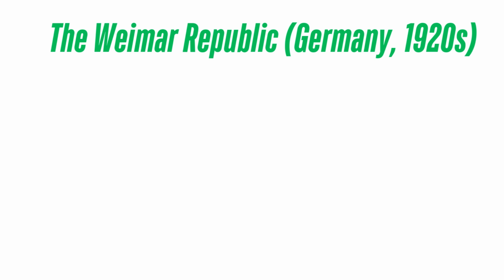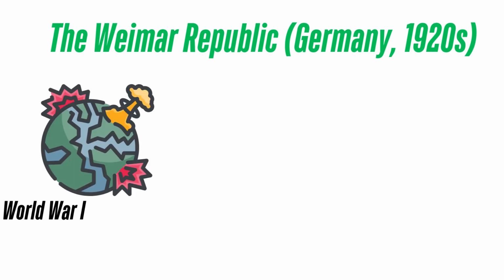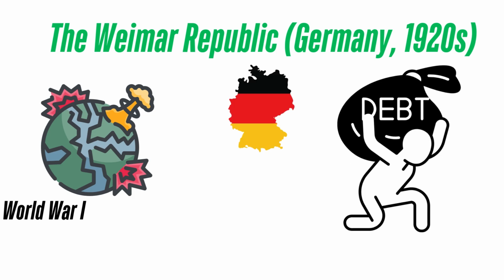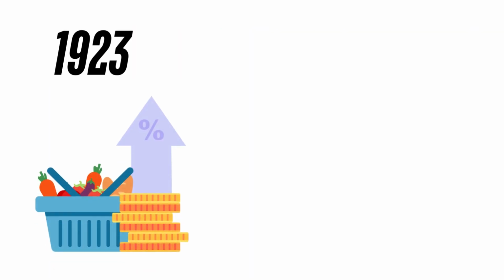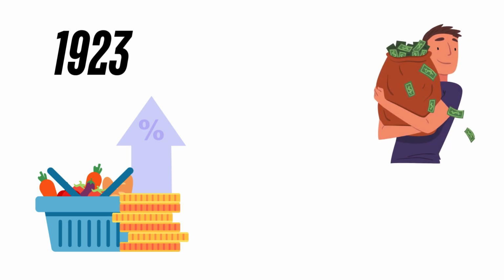Example 1. The Weimar Republic, Germany, 1920s. After World War I, Germany was financially devastated and had massive war reparations to pay. The government resorted to printing money to meet these payments. What happened next was a disaster. By 1923, prices were doubling every few hours. People had to carry wheelbarrows full of cash just to buy a loaf of bread.